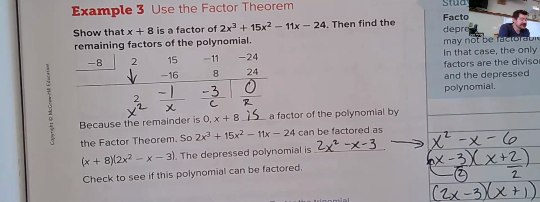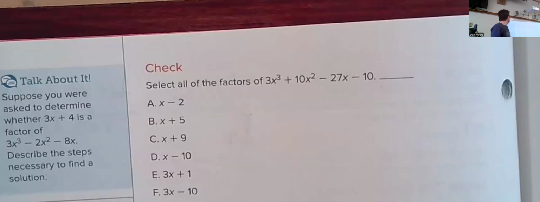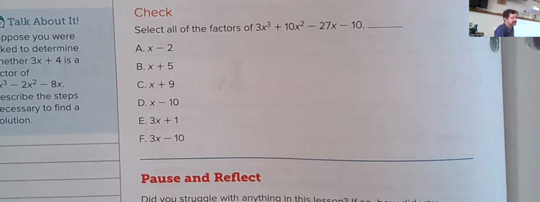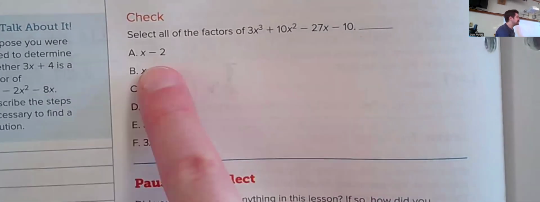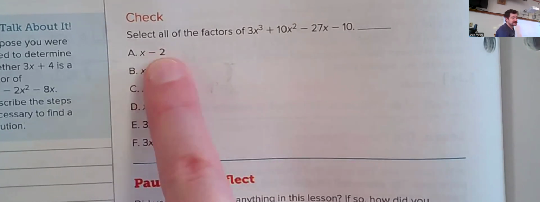So let's turn the page. In the spirit of trying some things to see if it works, take a look at this. Select all of the factors of 3x cubed plus 10x squared minus 27x minus 10. How in the world do we know if this is a factor or not? What have we been using all lesson? Synthetic division, right? So we have to test this using synthetic division.